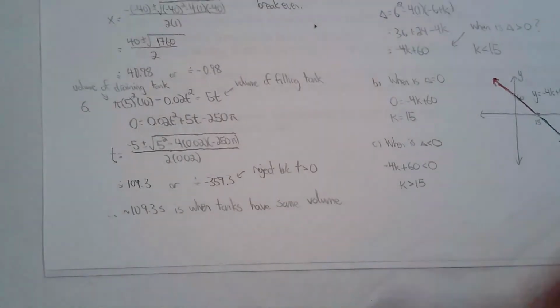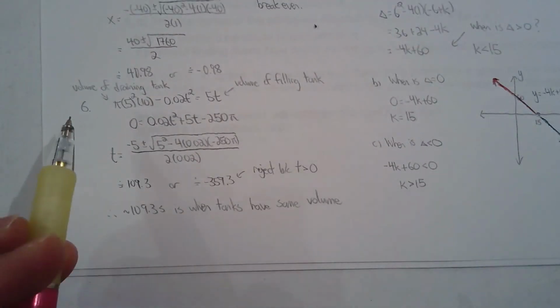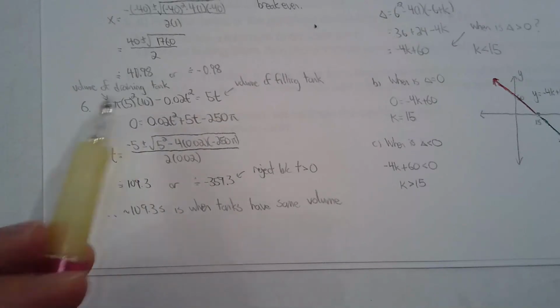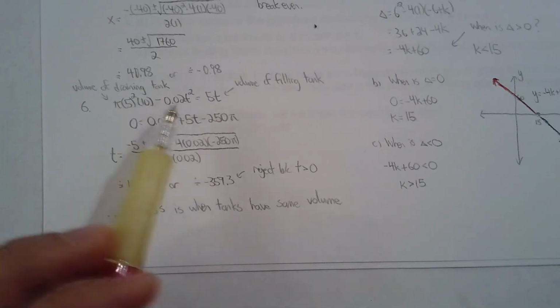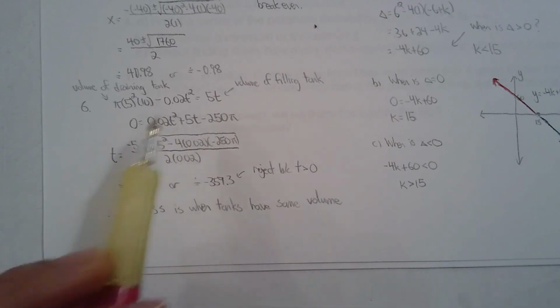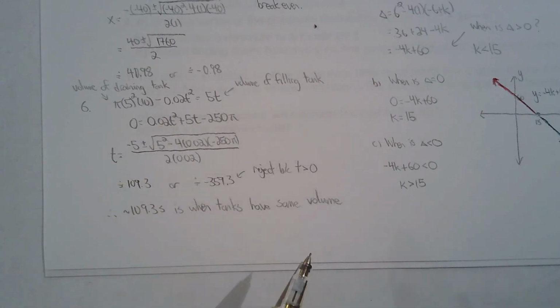All right, so then we have this question where you have a tank that's draining and a tank that's filling. When are the two volumes the same? So be careful with the volume of the draining tank. You find the volume of the full tank and then subtract the rate at which it's being drained. Anyways, quadratic equation. Quadratic formula, since it's not factorable. So after about 109.3 seconds, the tanks will have the same volume. Okay, so that's your solutions for the linear quadratic homework sheet.